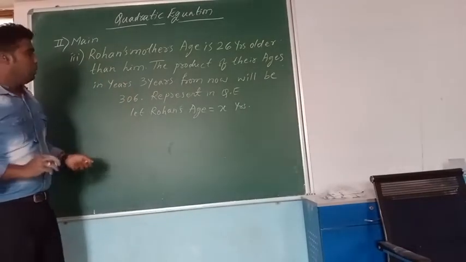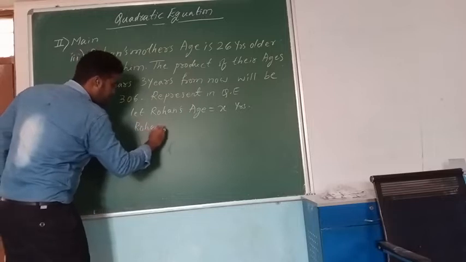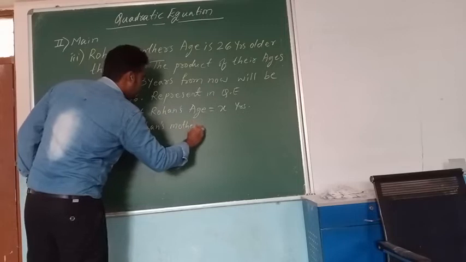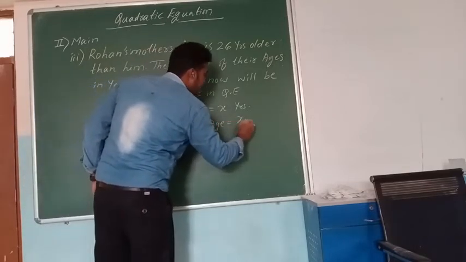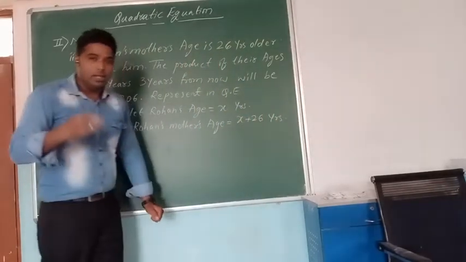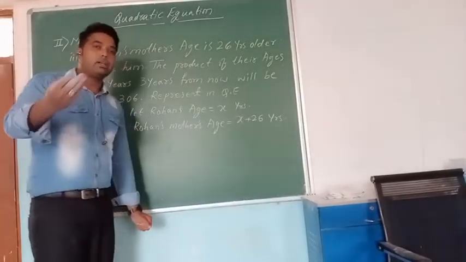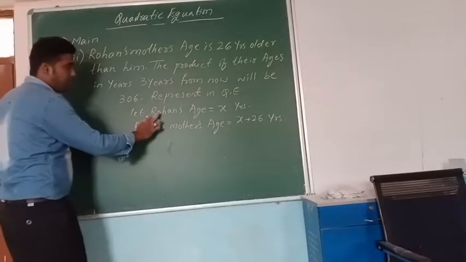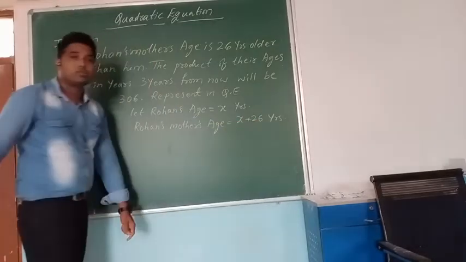Then what about Rohan's mother's age? Rohan's mother's age is equal to x plus 26 years. She will surely be older than him. If you are a son or daughter, your age will be younger than your parents, either father or mother, they will be older than you. So Rohan's age is x years, Rohan's mother's age is x plus 26 years.